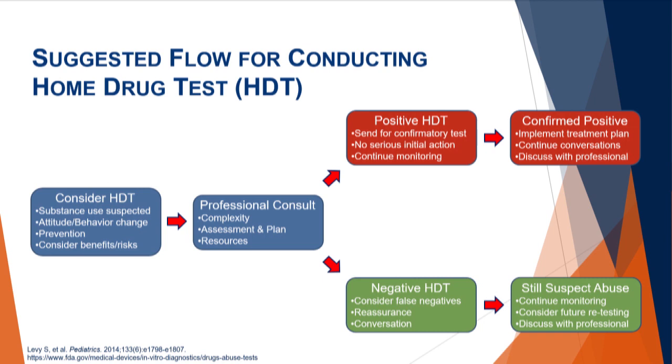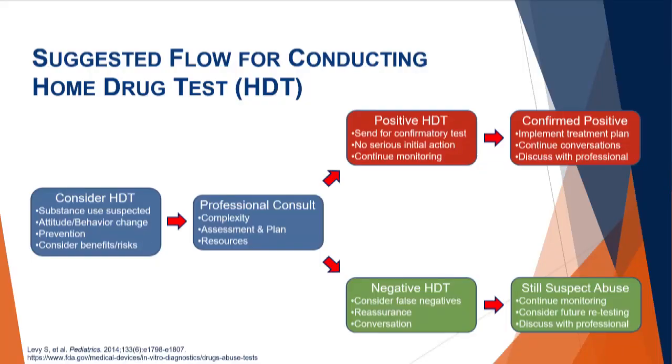If the initial test is positive, it is really important not to panic and not to implement punitive measures at that point. Before you take any action, the first step is to send for a confirmatory test. Remember, there's a lot of possibilities for false positive tests, and these can result from multiple different substances. So once you have sent that off and have confirmed the results, then at that point, you can implement the treatment plan. This treatment plan should have already been decided upon with you and the help of a healthcare provider.